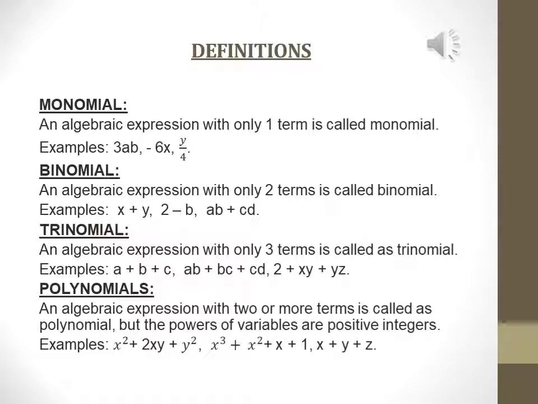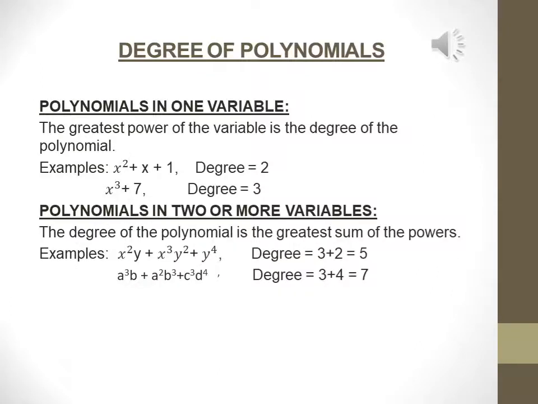For example, x square plus 2xy plus y square, x cube plus x square plus x plus 1, x plus y plus z. How can we find the degree of polynomials? We have two cases. Number one is polynomials in one variable. The greatest power of the variable is the degree of the polynomial. For example, we have x square plus x plus 1. So the highest power of x is 2. So the degree of this polynomial is 2.